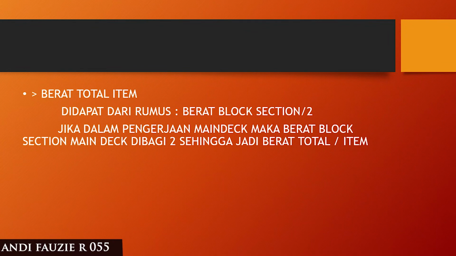Hello, my name is Andi Fauzi Ramadan, number 55 ME5B. Today I want to explain about the total item weight. It is obtained from the formula of weight block parts per 2. If in main deck work, then the weight of the main deck is divided by the total weight, or item per item.